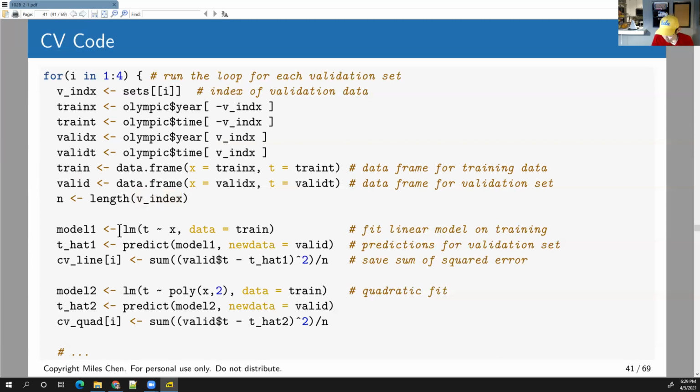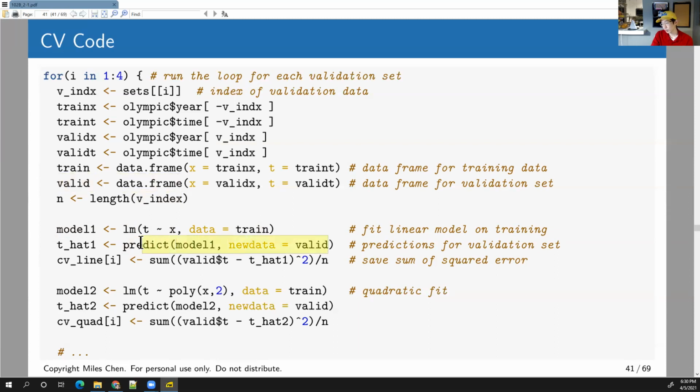Then I fit different models using the training set. The first model I fit is a linear model. I use lm to predict T based on X using the training data, and that's my linear model. Once I have this model, I use it to make a prediction for the data in my validation set.